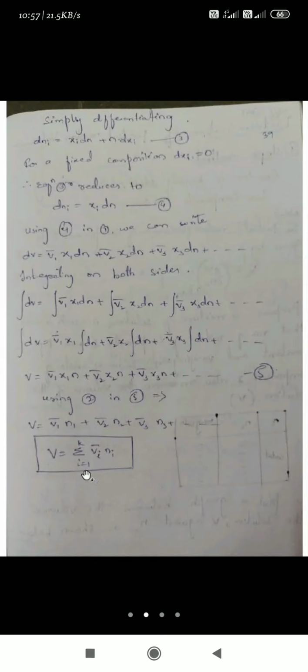Remember this equation: the relation between the volume of the solution and the partial molar volume is V equal to summation Vi bar ni, with i taking values from 1 to k. So this equation gives the derivation for the relation between your solution volume and your partial molar volume. Don't forget to keep the bar here. Bar stands for the partial molar volume. If you don't keep the V bar there, that represents only the volume of the solution.